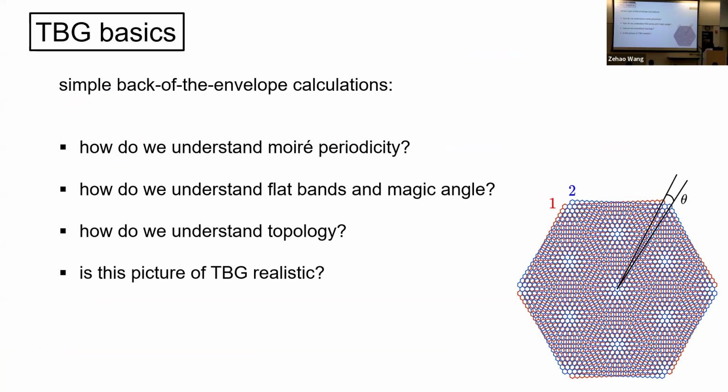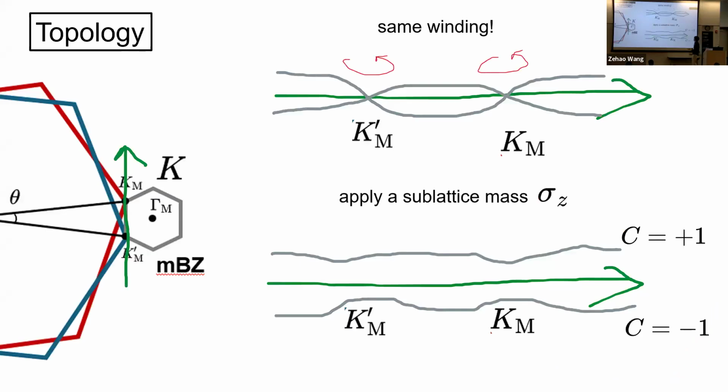Now let's ask whether these bands are topological in some way. So let's go back to our narrow bands. We have to now remember that we still have C2 symmetry.